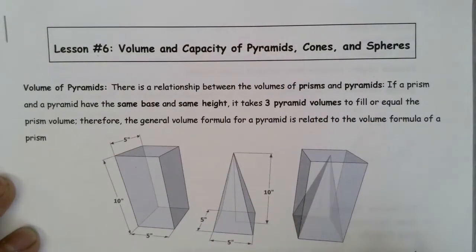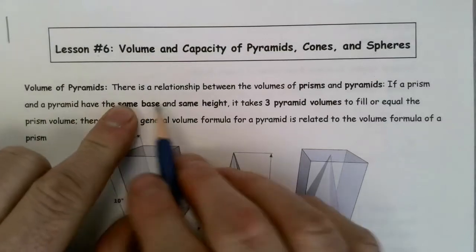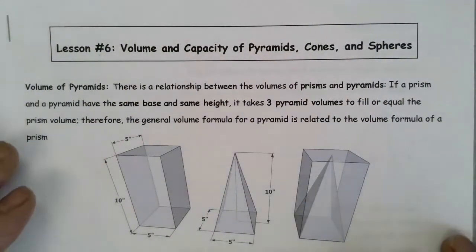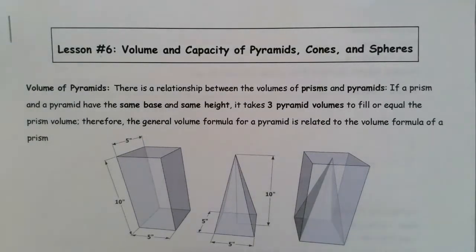We're going to take a look at volume and capacity of pyramids, cones, and spheres. The volume of pyramids has a really neat and clean relationship with the volumes of prisms and pyramids.